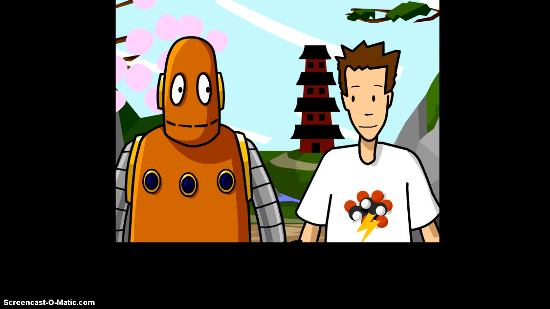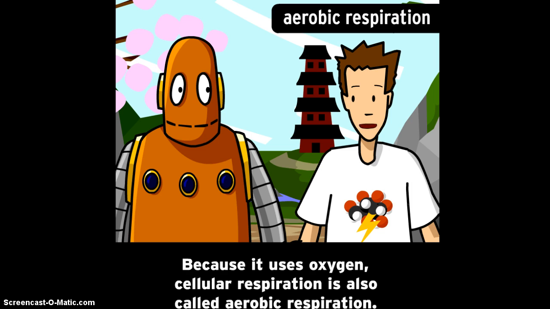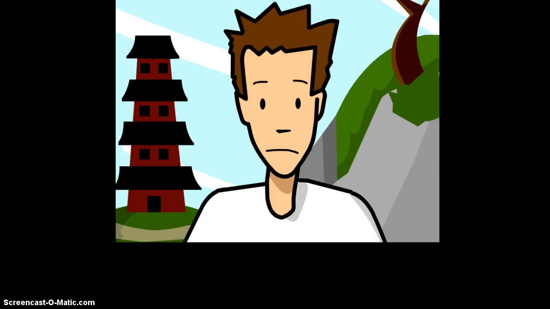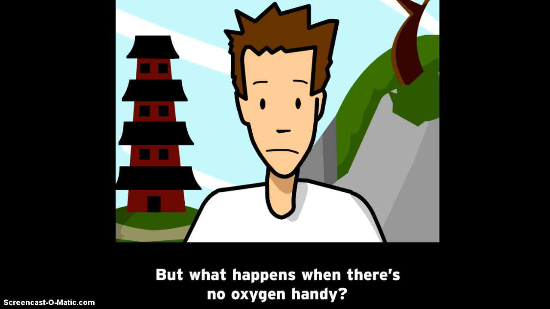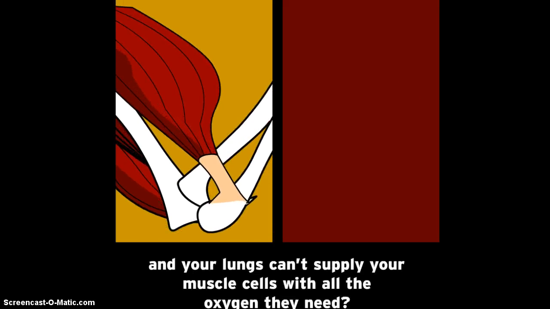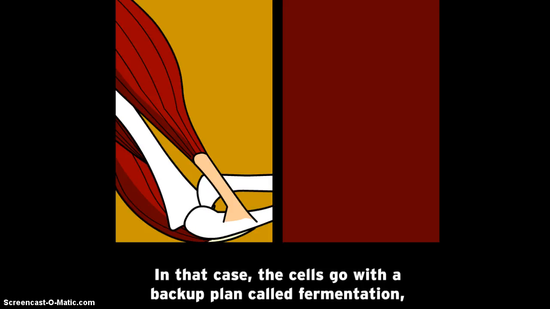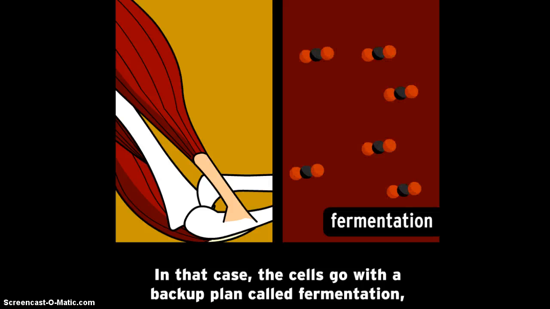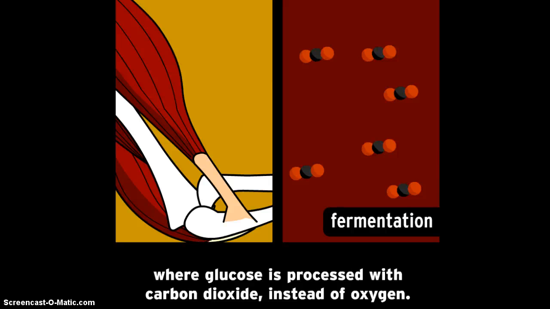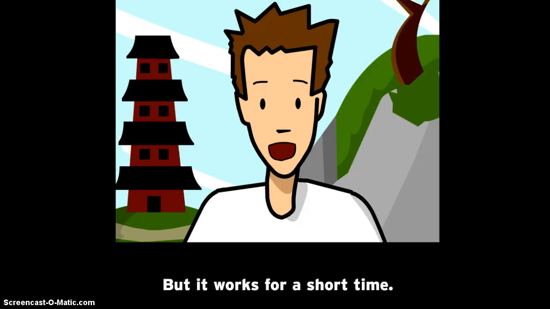Another good point. Because it uses oxygen, cellular respiration is also called aerobic respiration. But what happens when there's no oxygen handy? Like when you're exercising really hard and your lungs can't supply your muscle cells with all the oxygen they need? In that case, the cells go with a backup plan called fermentation, where glucose is processed with carbon dioxide instead of oxygen. It doesn't make as much energy as aerobic respiration. But it works for a short time.